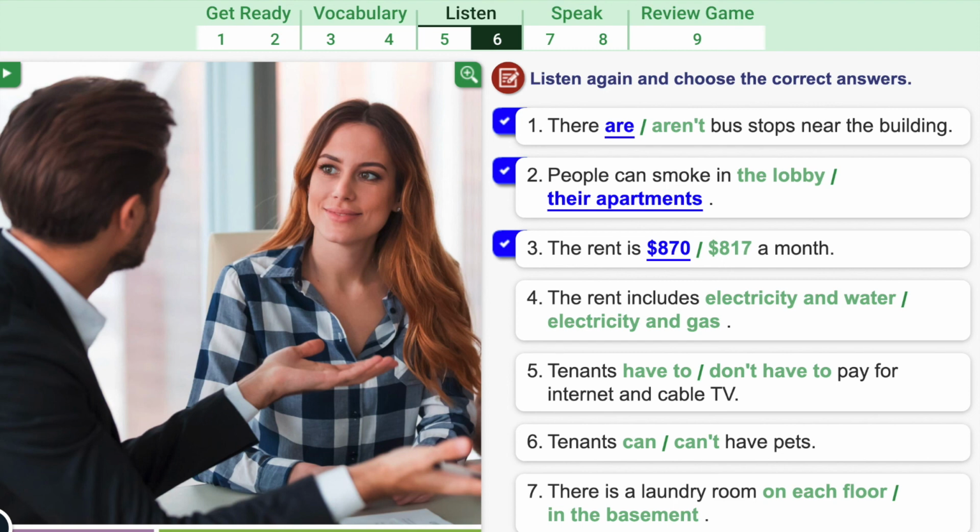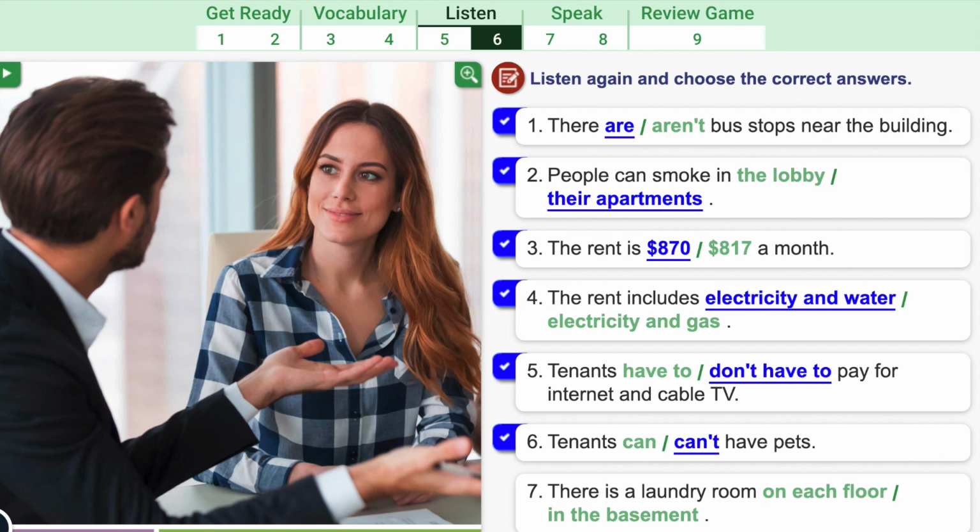Number 4, does the rent include electricity and water, or electricity and gas? Well, if you remember, he said that gas was not included. Number 5, tenants have to or don't have to pay for internet and cable TV. In this case, he said those things were included in the rent. Number 6, tenants can or can't have pets. In this case, remember, he said they cannot have pets.